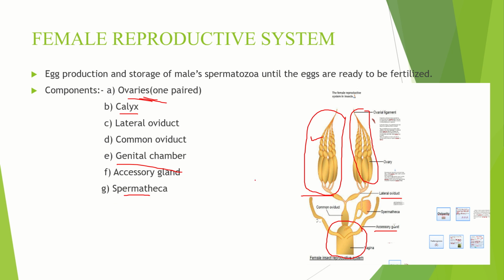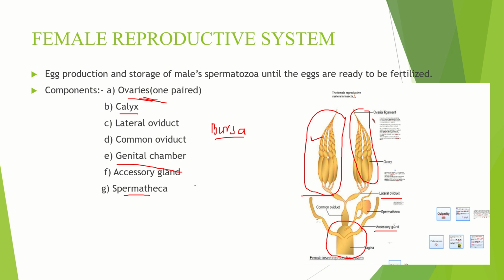So the different components are the ovaries, one pair, calyx, lateral oviduct, common oviduct, genital chamber, accessory gland, and spermatheca. The genital chamber serves as a copulatory pouch during mating, and this is known as the bursa copulatrix.